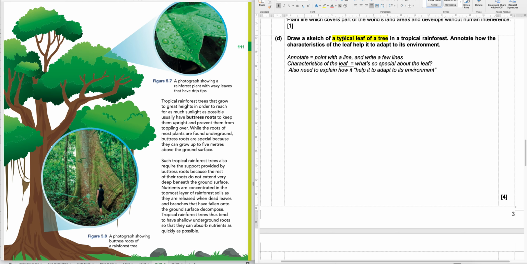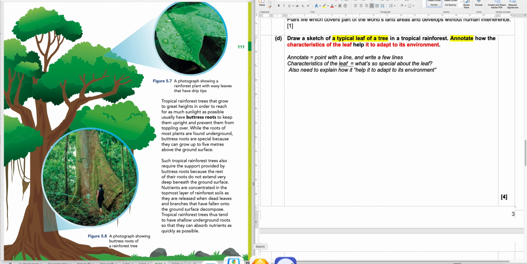So after drawing them, what are you supposed to do? You're supposed to annotate. What does annotate mean? Annotate means that you must point to your diagram and write a few lines. So what exactly must I write? I must annotate to show how the characteristics of this, that means what's so special about these leaves, help the tree adapt to the environment.